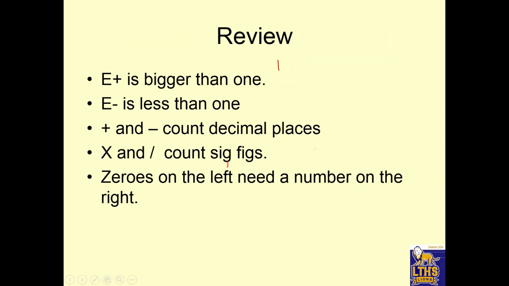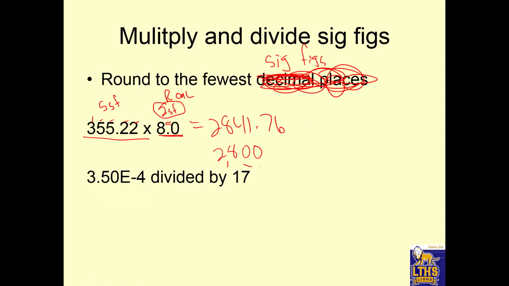Now why? These zeros are on the left, and they need a number on the right to be significant. But there's not one. No number on the right. So 2841.76 is rounded to 2,800.